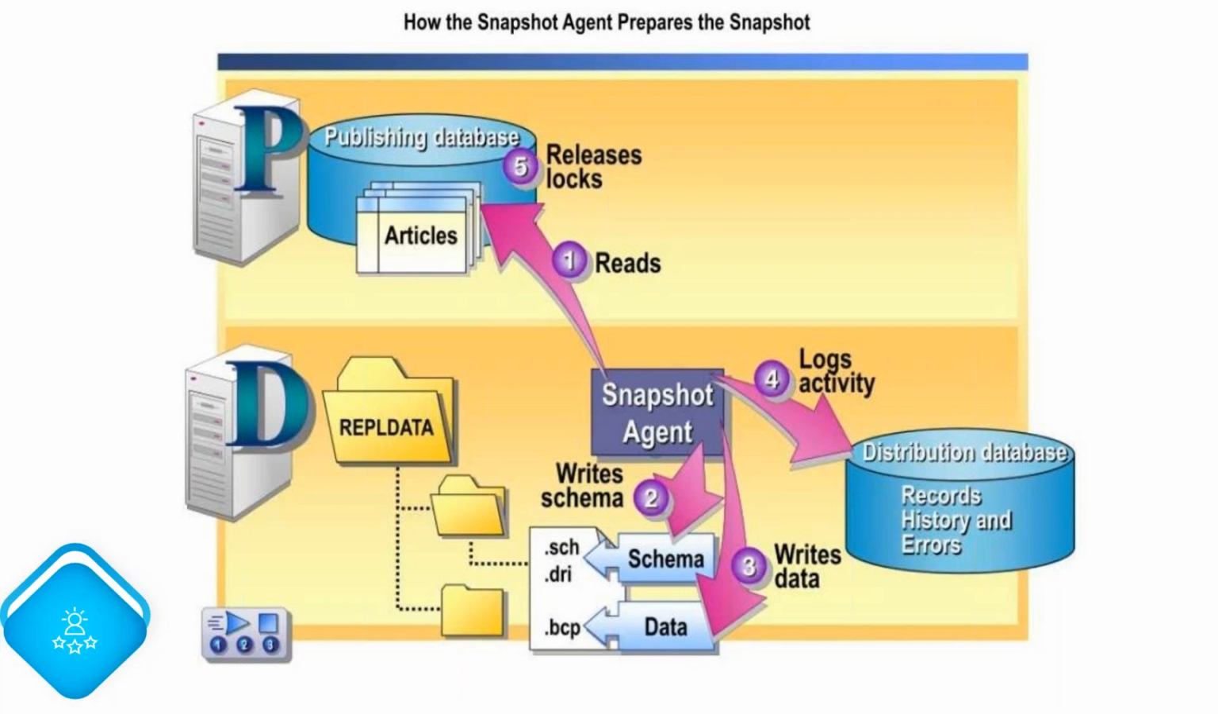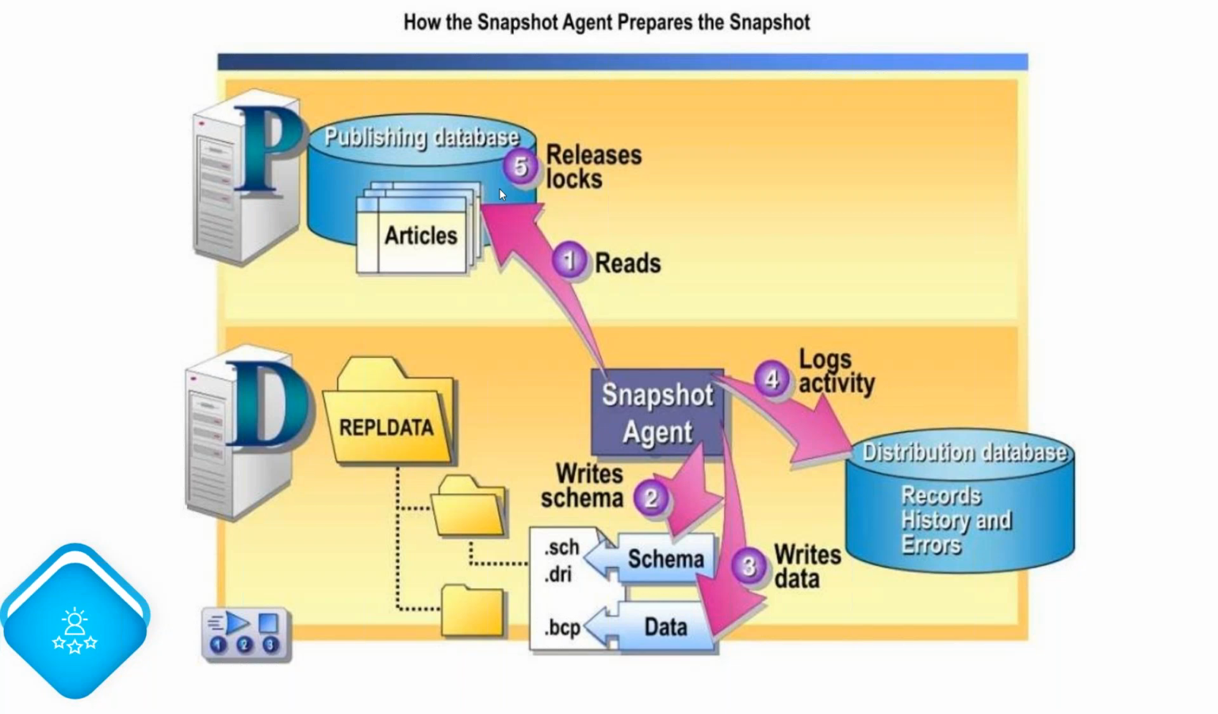Sir, if you read this image, you can understand very easily. When you run the snapshot agent, first it will go to the publisher database and start reading the data. Whenever it starts reading the data, it will place a lock. Forget the lock concept for now, sir. We will discuss in the advanced level what kind of locks are available.